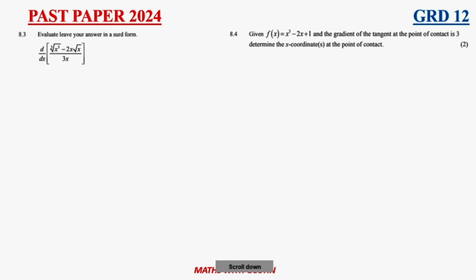Next question. All right, they said here, evaluate and leave your answer in surd form. So they want us to take the derivative in terms of x in this question here. The first thing to do, like I said in the previous question, is we need to simplify first. We have got square root of 3 and then x cubed here, so it's going to be x, and then we divide by x, negative 2x square root of x. Okay, we can simplify this. It is going to give us 1 plus a half, which is going to be 3 over 2.